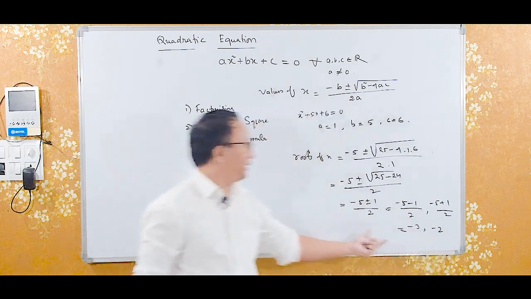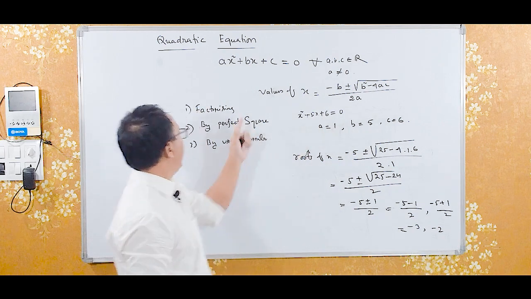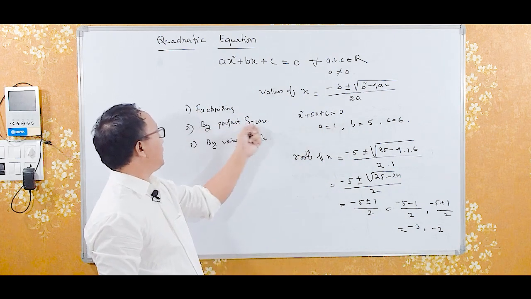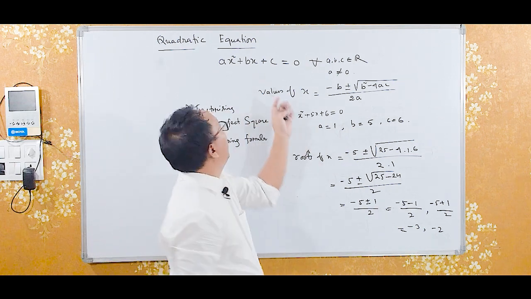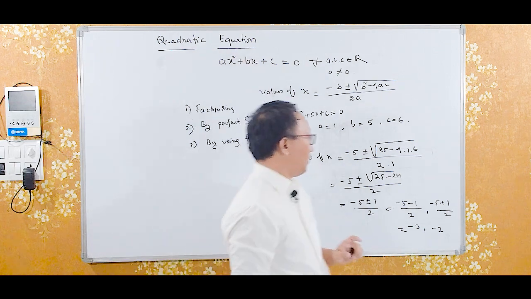The same value we are getting by this formula also, by perfect square also, by factorizing also. Okay, this is how the quadratic equations are solved.